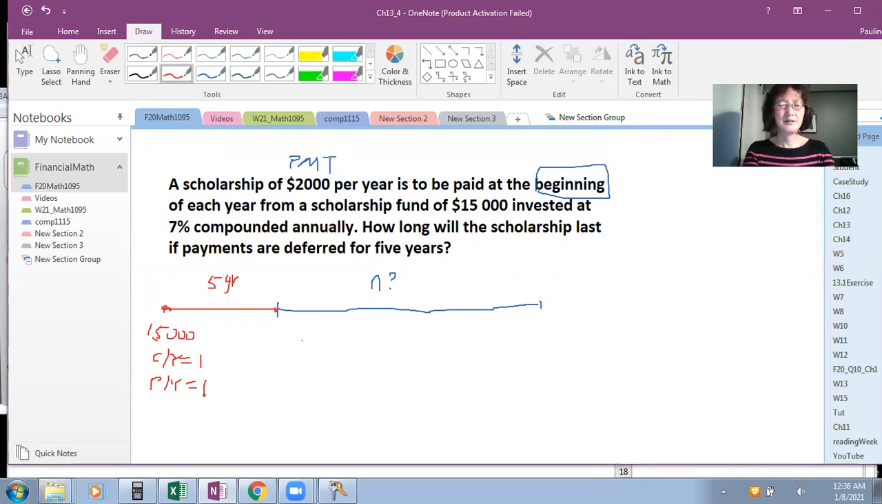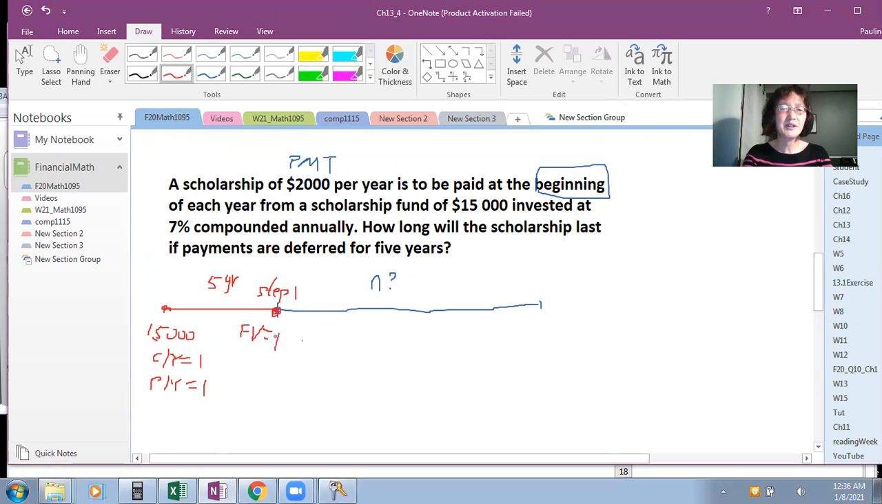And interest is 7% compounded annually. So again, this question will take 2 steps. Step 1, what is the future value here for this 15,000? So what is the future value at this point after 5 years?